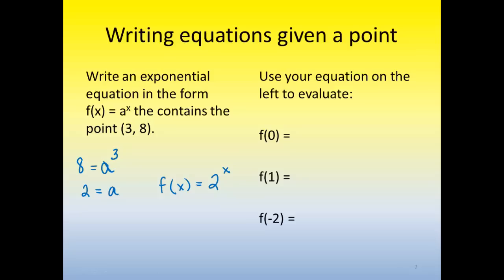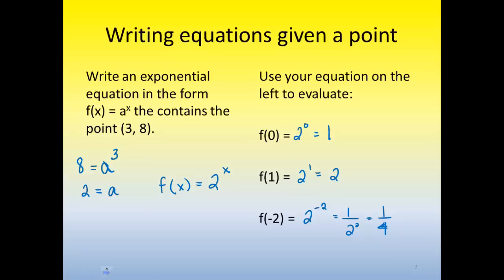For the next part here, we're going to use our equation to evaluate f of 0, f of 1, and f of negative 2. So f of 0 says I'm going to do 2 to the 0 power. We know that anything to the 0 power is 1. Let's try 2 to the first power. That's 2. And here I'm going to use a negative exponent, so I have 2 to the negative second power. Well, that's going to place this into the denominator, so it's really going to be 1 over 2 squared, or 1 over 4.